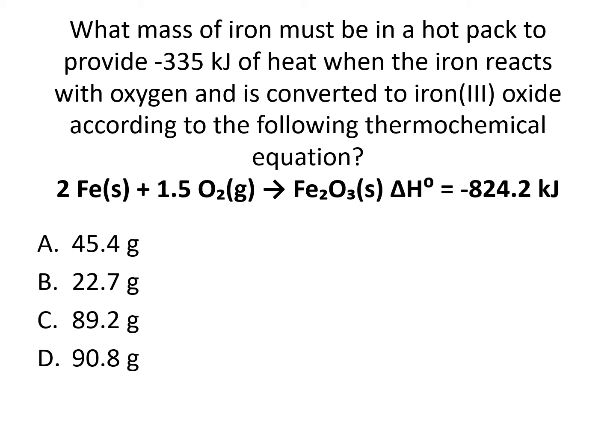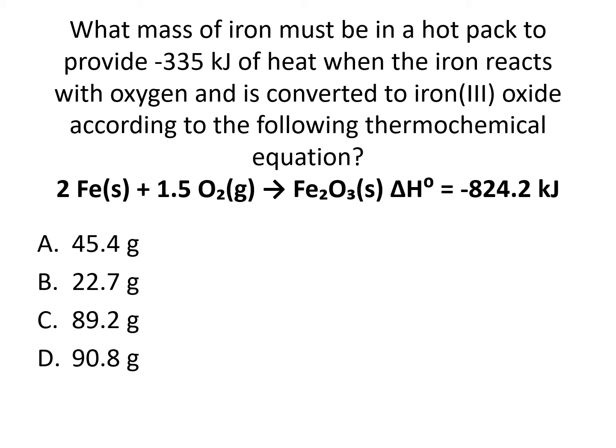What mass of iron must be in a hot pack to provide negative 335 kilojoules of heat when the iron reacts with oxygen and is converted to iron(III) oxide according to the following thermochemical equation? 2 Fe (solid) reacts with 1.5 O2 (gas) to make Fe2O3 (solid). The associated delta H is negative 824.2 kilojoules.